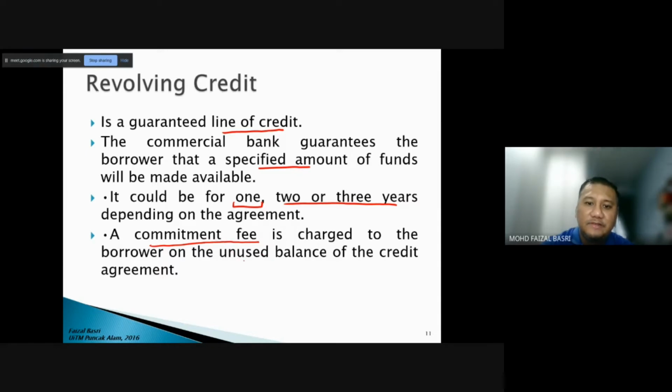So these commitment fees will be charged on the unused balance. Okay, I recap. If you are given a 10,000 ringgit line, but throughout the year you just spend 9,000 ringgit, so you have 1,000 ringgit unused. That 1,000 ringgit will be charged with commitment fees. So that's revolving credit.